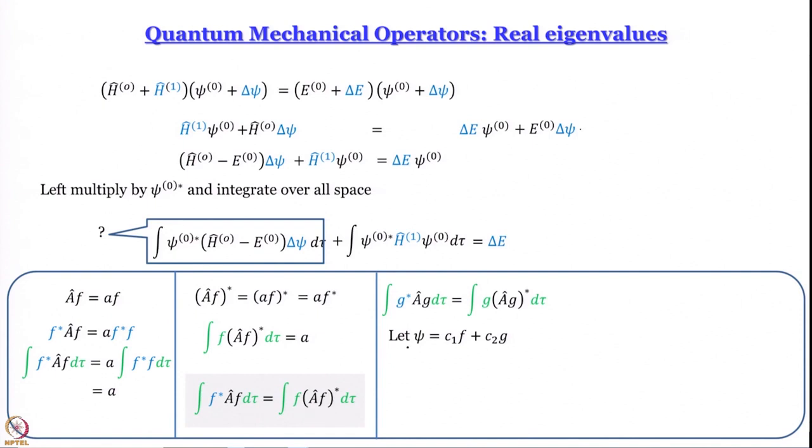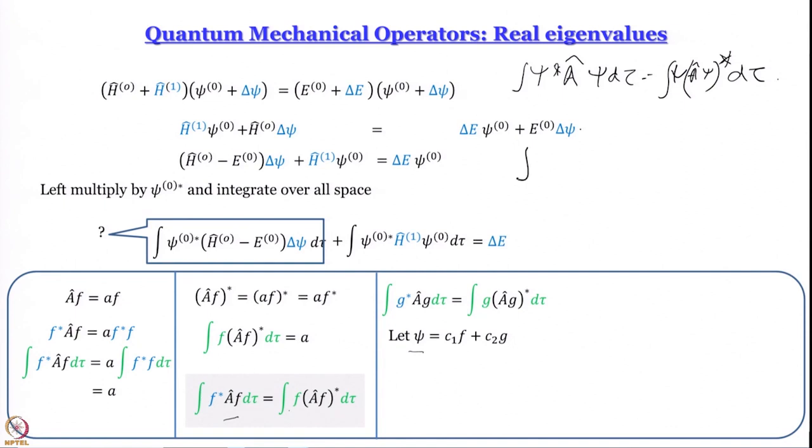Alright, let me write what happens when I take psi and put it here in this equation. I get integral psi star a hat psi d tau is equal to integral psi a hat psi, we take complex conjugate of the whole thing, d tau. It is as simple as that. But what is psi? Psi is a linear combination of f and g. Yeah. So, what I do is I just write that.